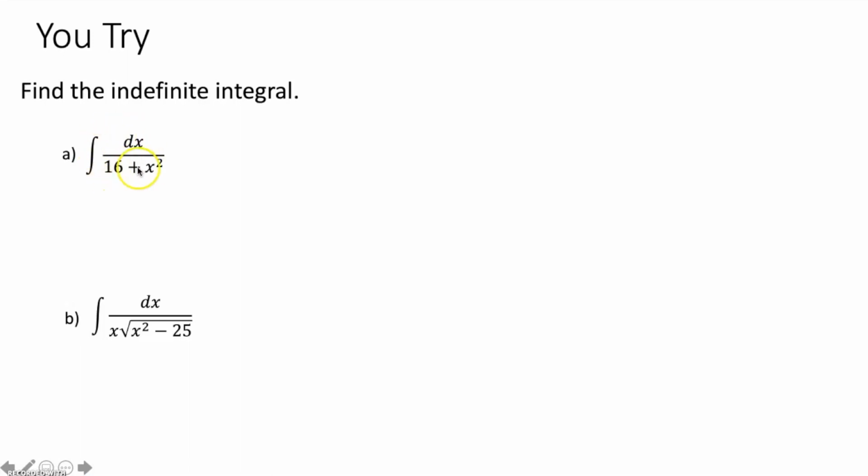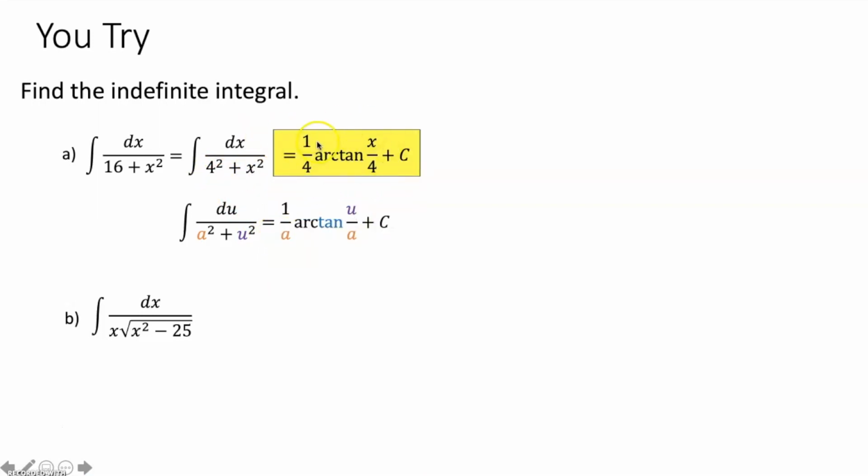So we can rewrite this integral as dx over 4 squared plus x squared. Now we can see what our a value is and what our u is. So we can take our a, which is 4, plug it in here and here. Take our u, which is x, plug it in here, and we have successfully evaluated our integral. Down here, doing the same thing.